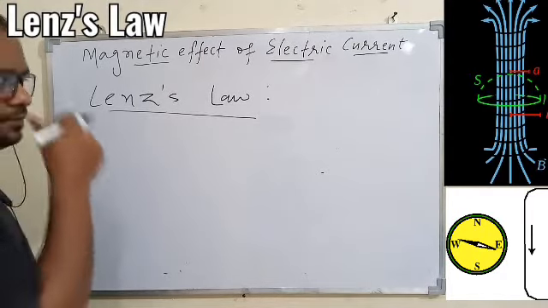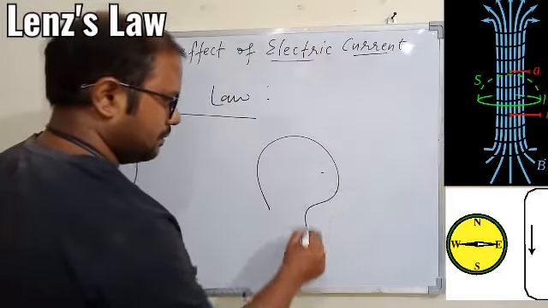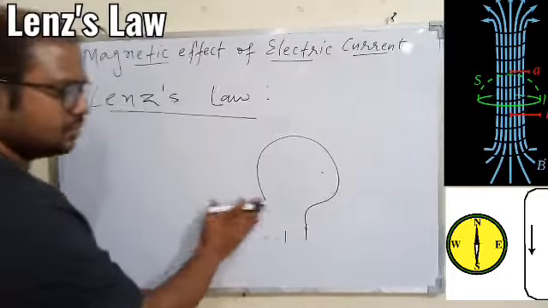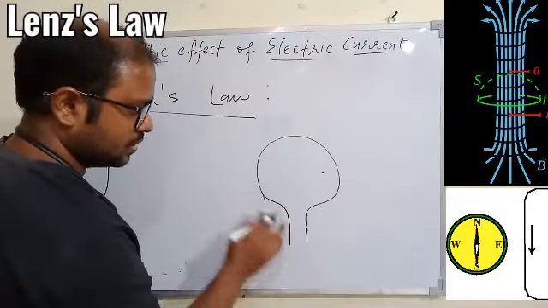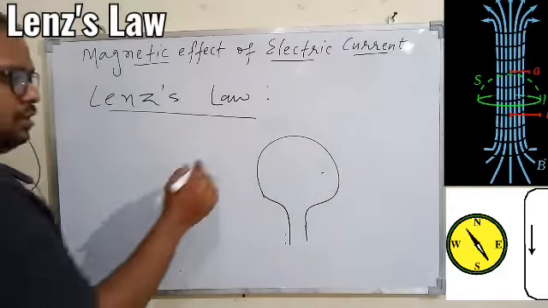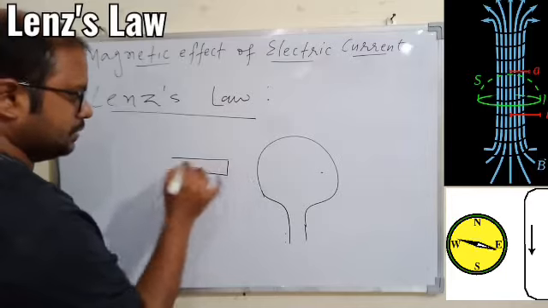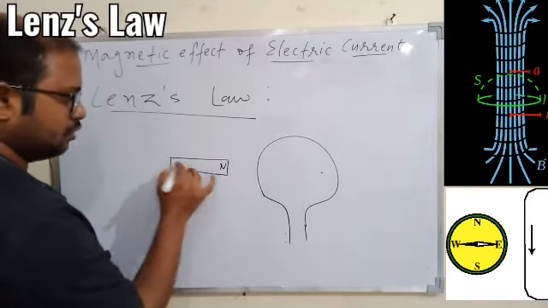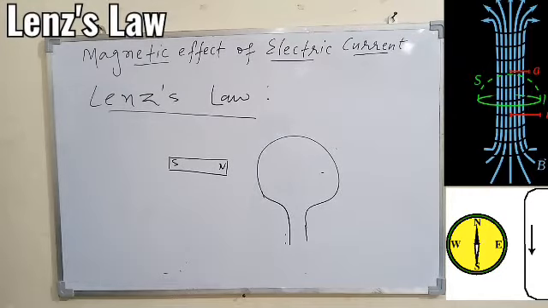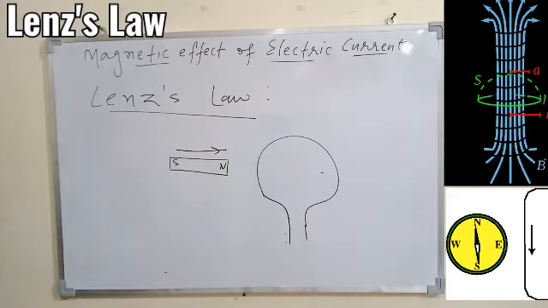So very first, what it says: if we have a coil, let's take the example of a circular coil, because we have done the circular coil somewhere, and we have a bar magnet with north and south pole, and we are moving this magnet towards the coil.